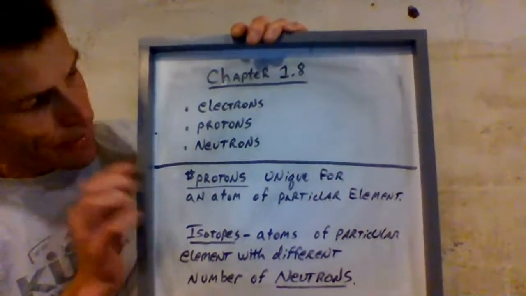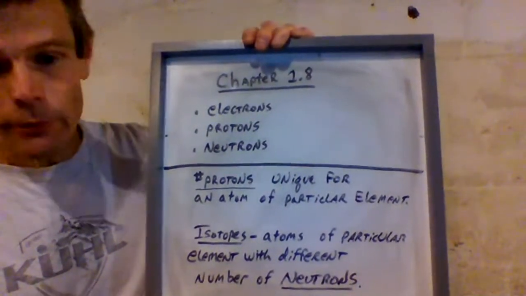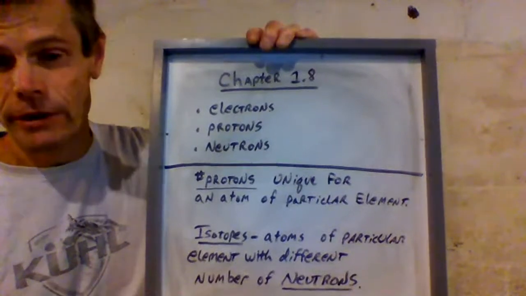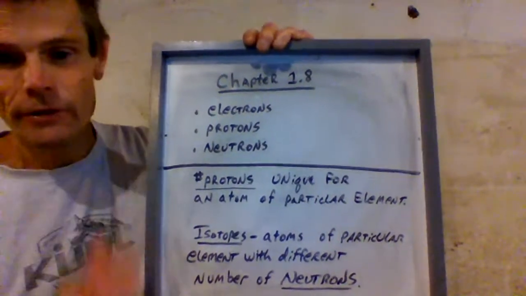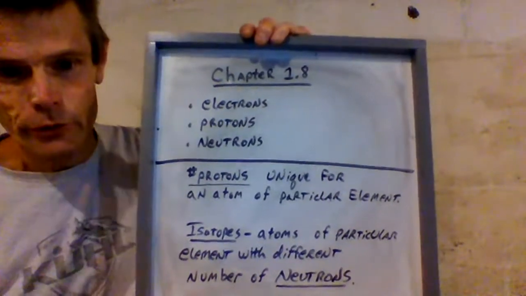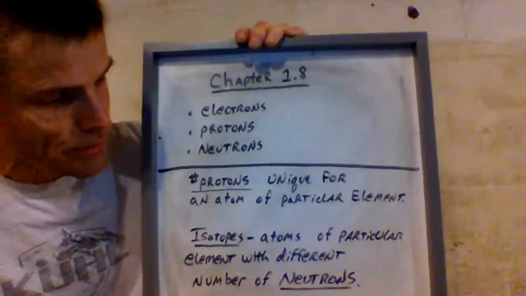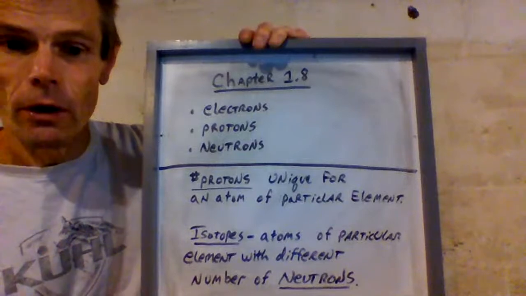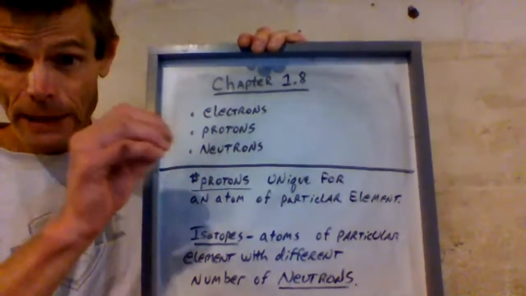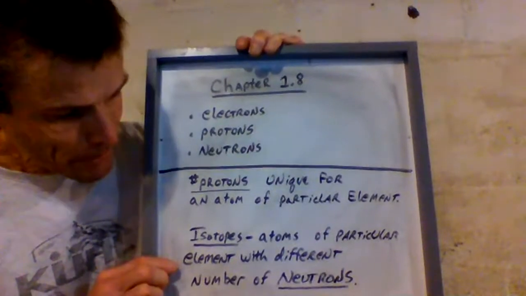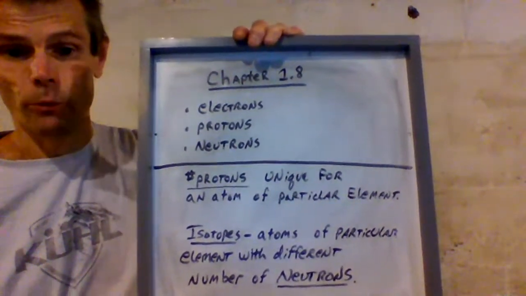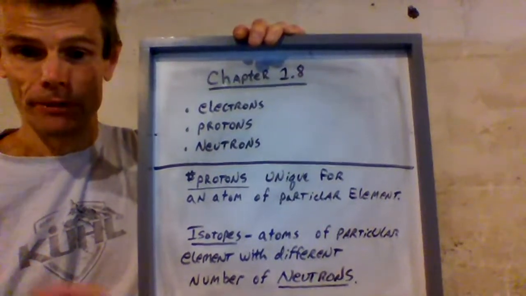And that is the number of protons. The number of protons is unique for an atom of a particular element, and we're going to discuss that in more detail today. And finally, we're going to introduce the topic of isotopes. Isotopes are atoms of a particular element, so they have the same number of protons, but they have different numbers of neutrons. That's another topic we'll be introducing in today's discussion.